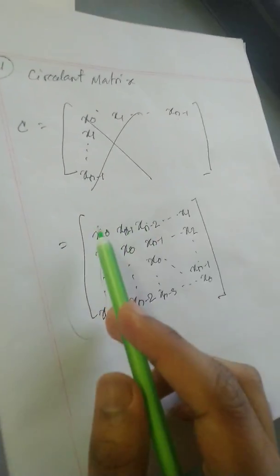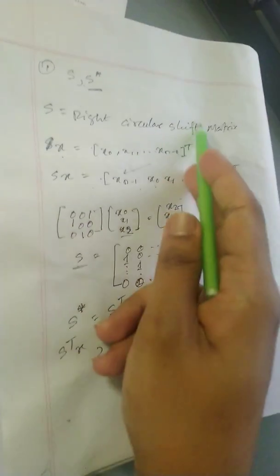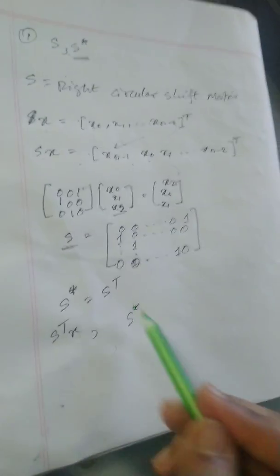Next, we will see some properties of the left and right circular shift matrices S and S conjugate.